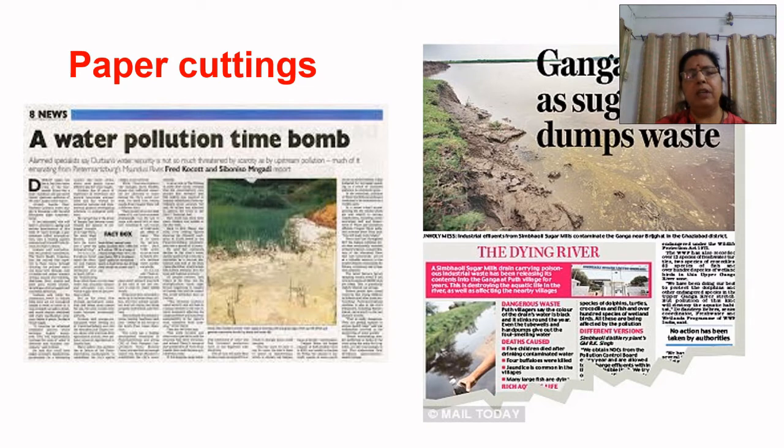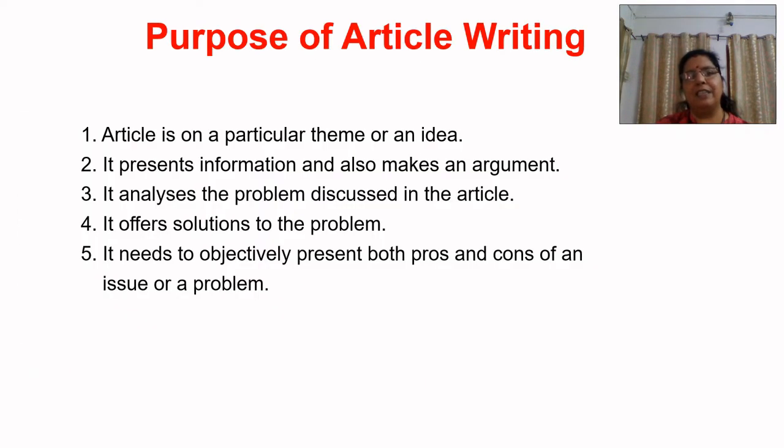Now children, you may wonder what the writer writes in it. Yes, it is something interesting. Why do the writers write? Let us see. What is the purpose of article writing? An article is on a particular theme or an idea. An article presents information and also makes an argument. It analyzes the problem discussed in the article. It offers solutions to the problem. It needs to objectively present both pros and cons of an issue or a problem.